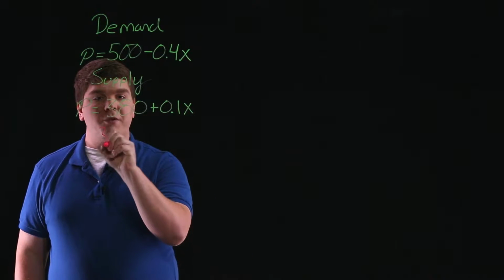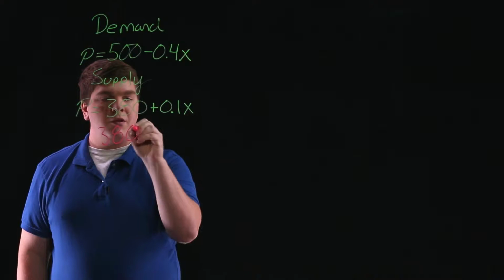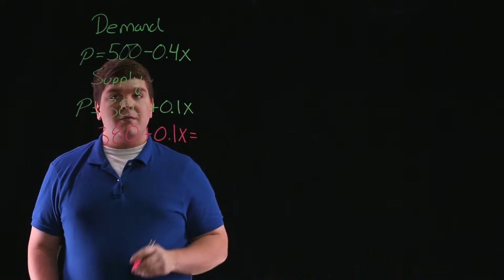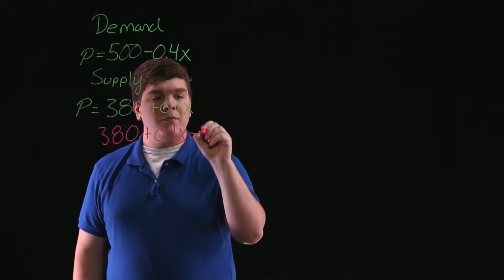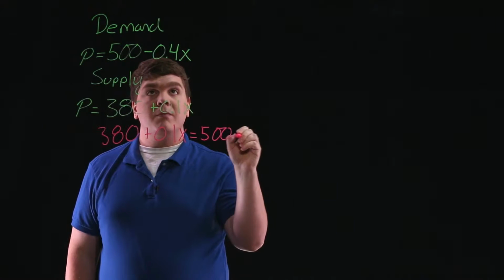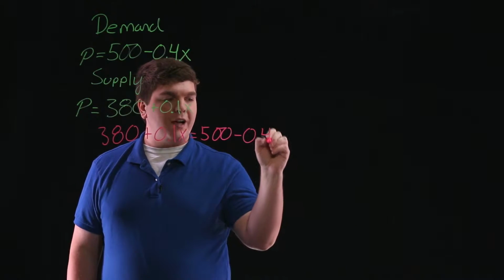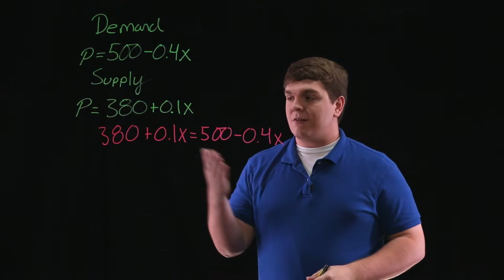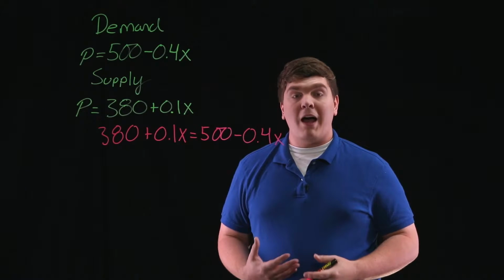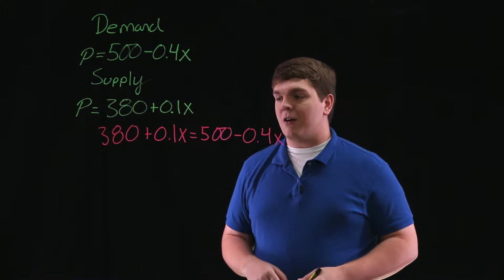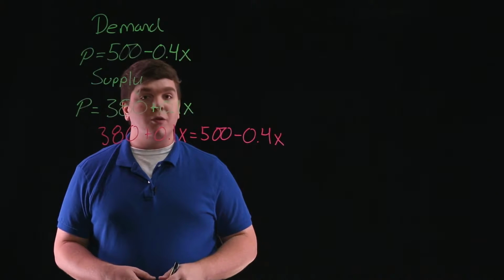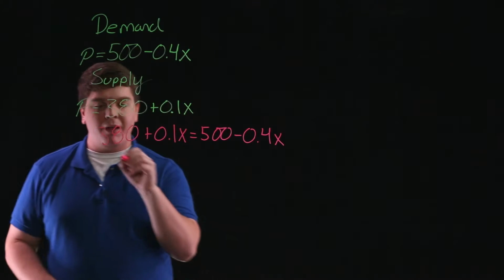Doing so, we'll have 380 plus 0.1x is equal to 500 minus 0.4x. Now here, we'll solve for x, and in doing so, we'll know how many units we must sell to reach our equilibrium point. So let's begin by first adding 0.4x to both sides of the equation.